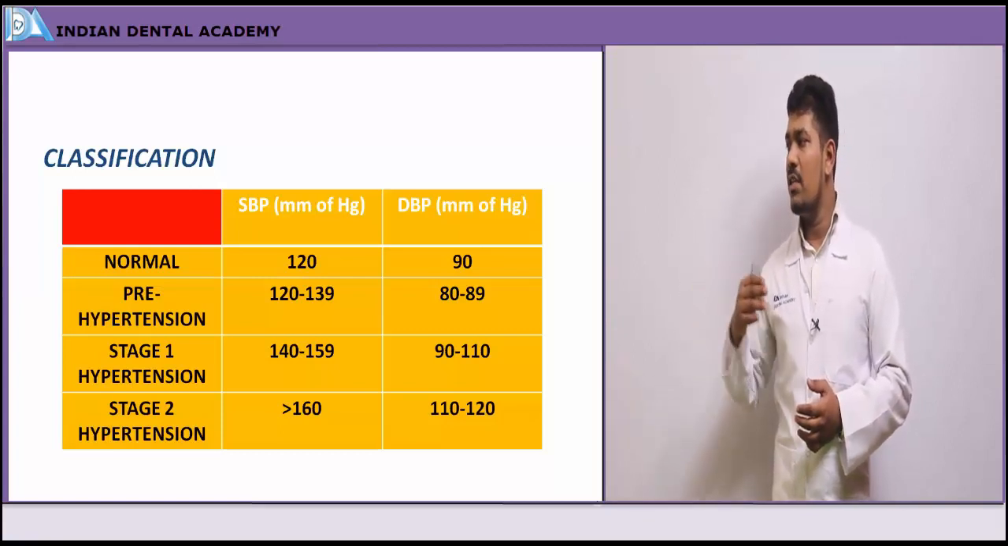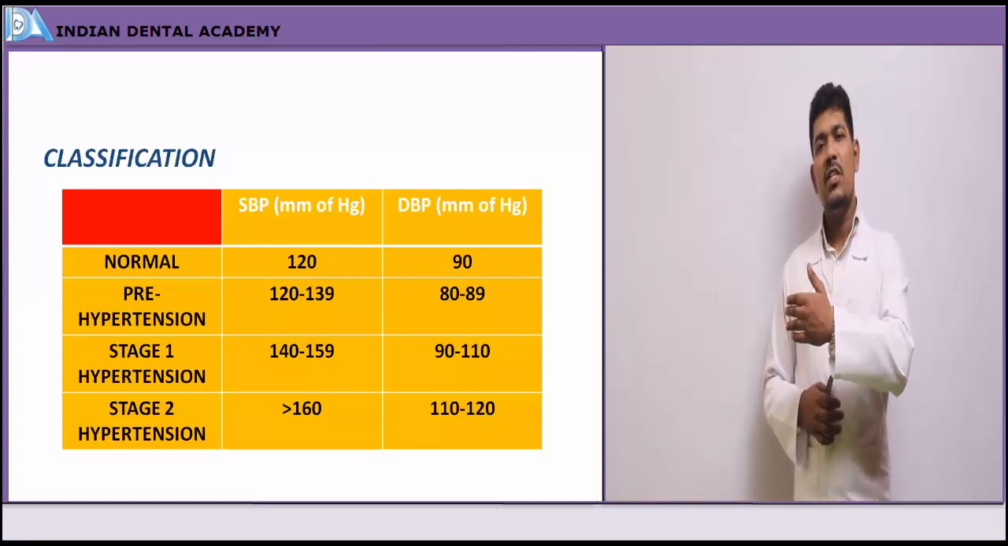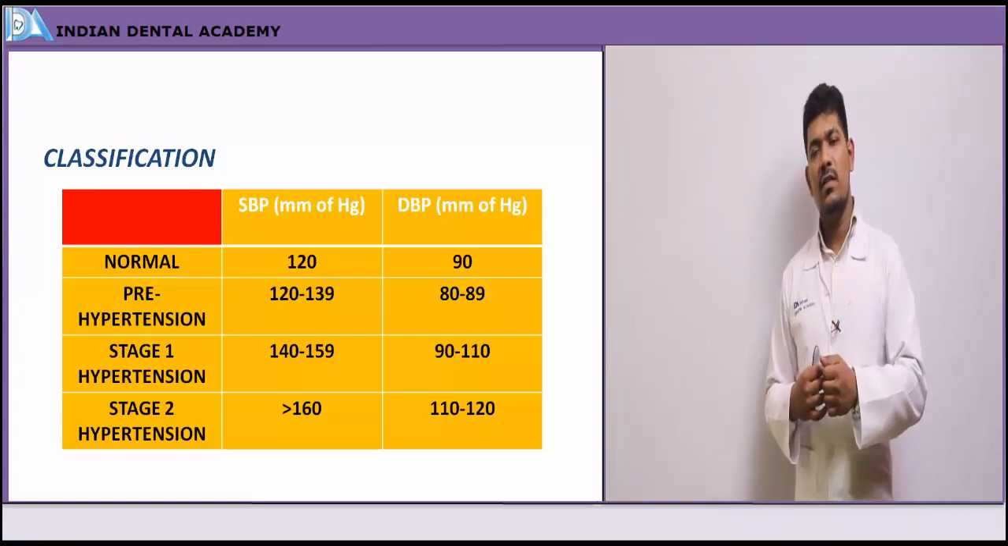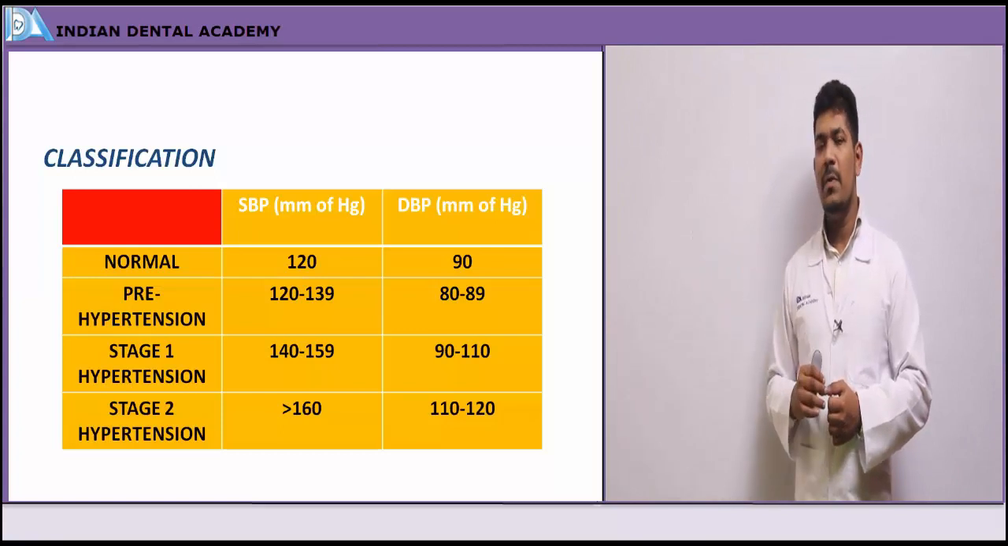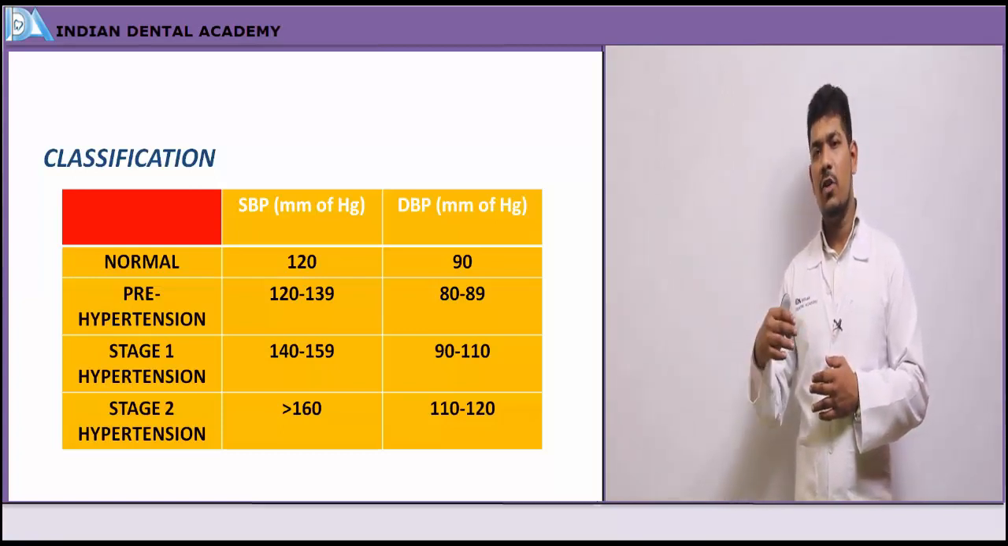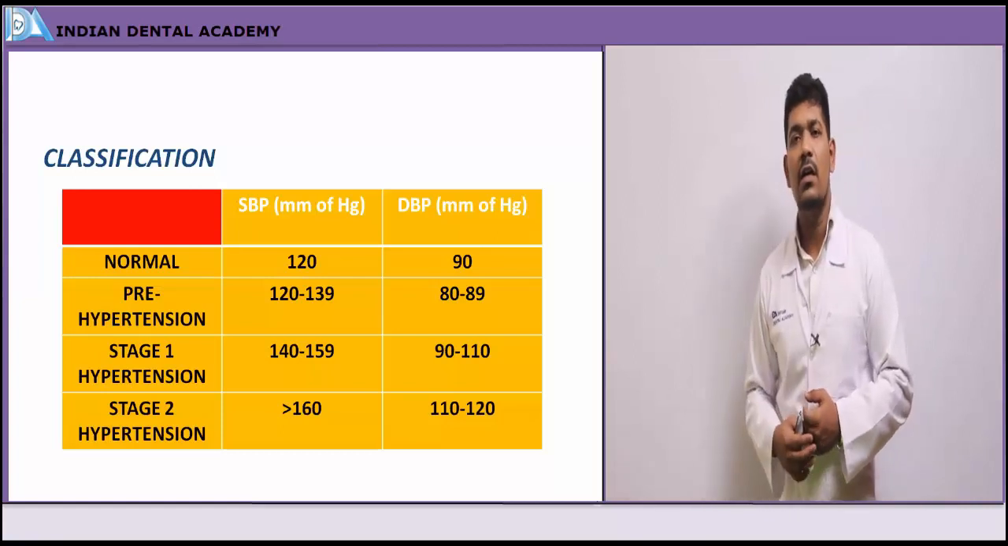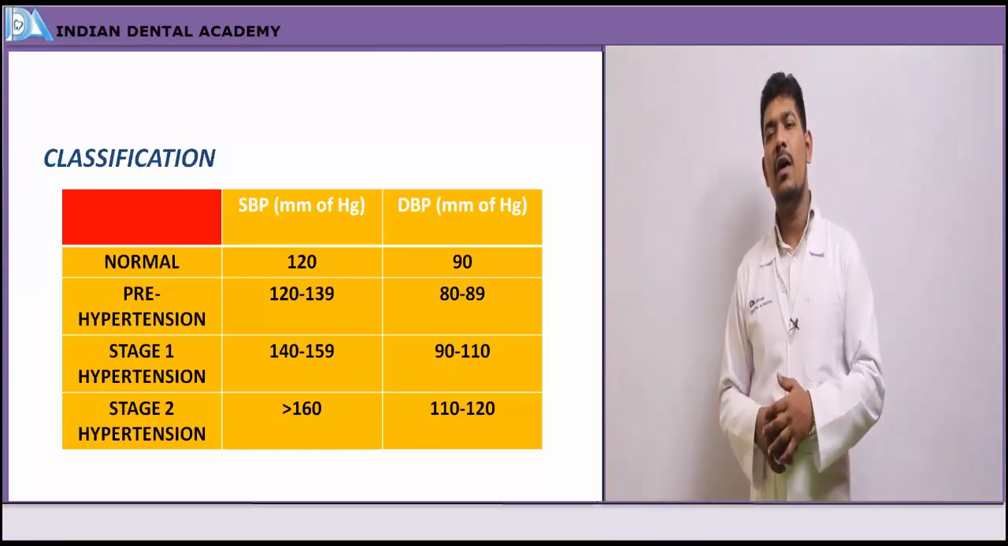Whereas in stage 1 and stage 2, the SBP ranges from 140 to 159, and stage 2 is more than 160. Coming over to the DBP, it ranges from 90 to 110 for stage 1 hypertension, and 110 to 120, which is grouped under stage 2 hypertension.